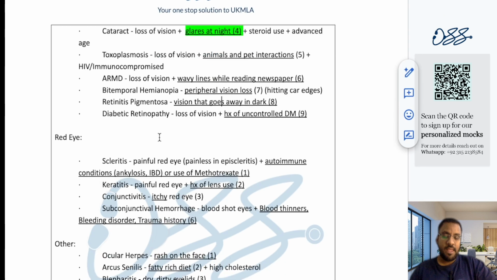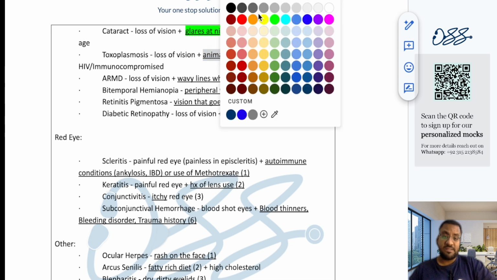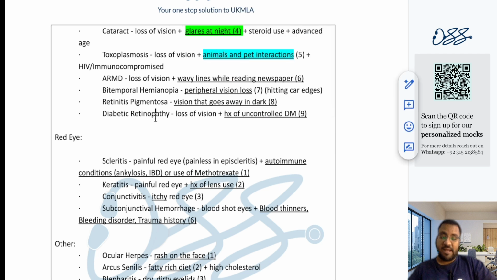Then there is another differential, toxoplasmosis, in which there is loss of vision. In that particular case, you are going to see that the patient may have had interactions with animals. The patient may have some pets at home, or some interaction with animals. They might be working in animal services. That is something that should raise the suspicion in your head that this patient may have toxoplasmosis. And later on in the history, you may find out that this patient is immunocompromised or has HIV.